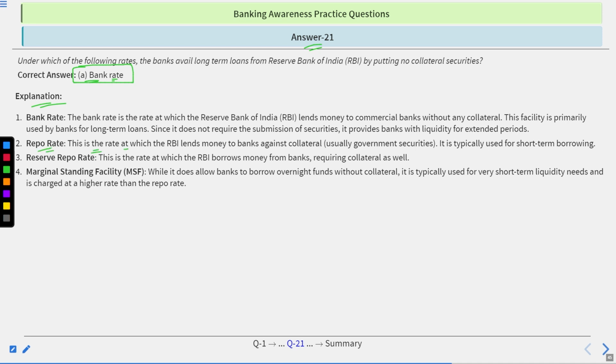Repo rate. This is the rate at which the RBI lends money to the banks against collateral, using government securities. It is typically used for short-term borrowing. Then, reverse repo rate. This is the rate at which the RBI borrows money from the banks, requiring collateral as well. Marginal Standing Facility (MSF). While it does allow banks to borrow overnight funds, it is typically used for very short-term liquidity needs and is charged at a higher rate than the repo rate.